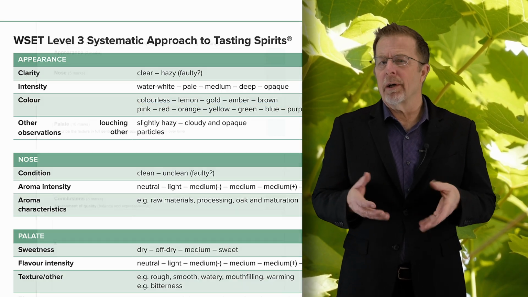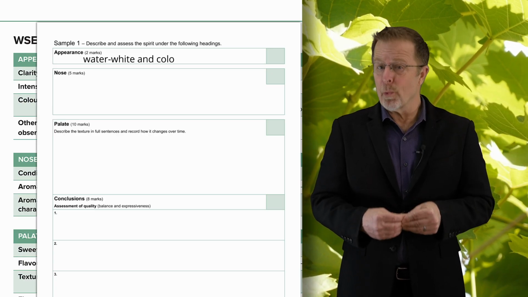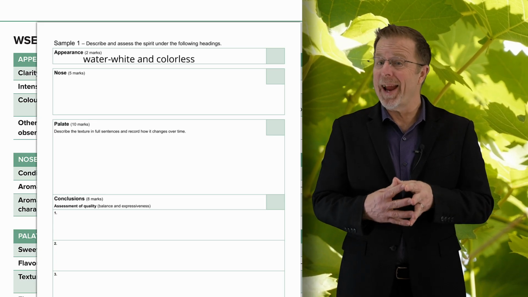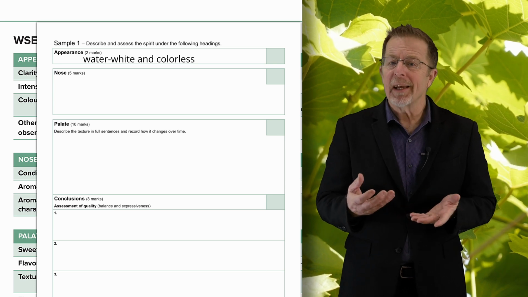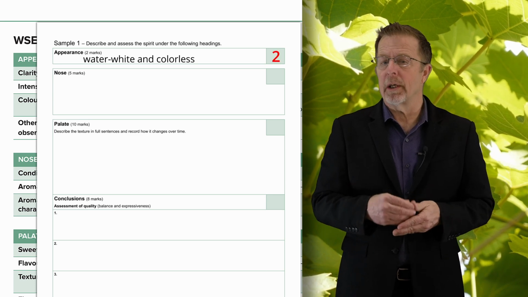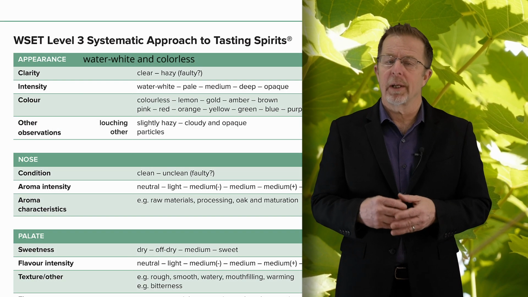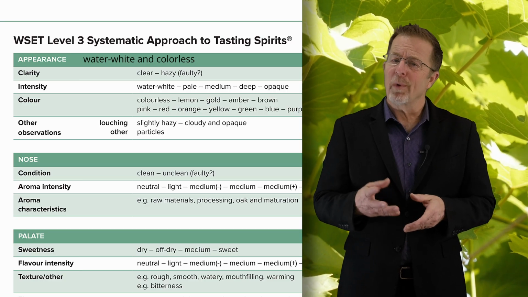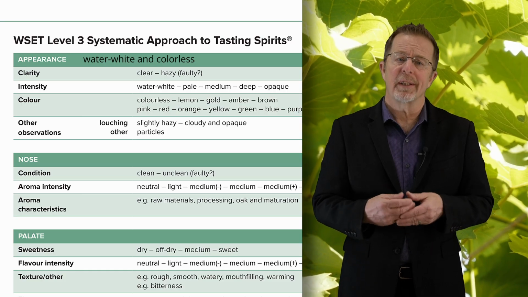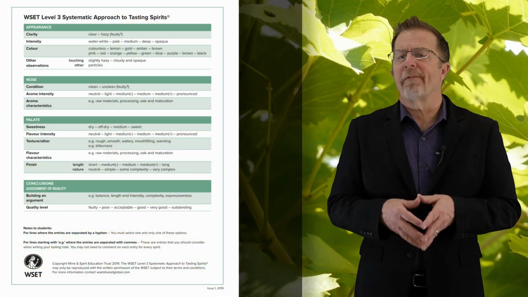But what if you have a clear, unaged spirit like a Blanco tequila or a London dry gin? You must write water white for intensity and colorless for color. It might feel like you're saying the same thing, but you must write both to get your 2 marks. And while you should observe clarity and other observations like louching or particles, there are no marks awarded for these in the exam. And rest assured, the samples that you will receive in your exam will be completely clear, fault-free, and will not louche.